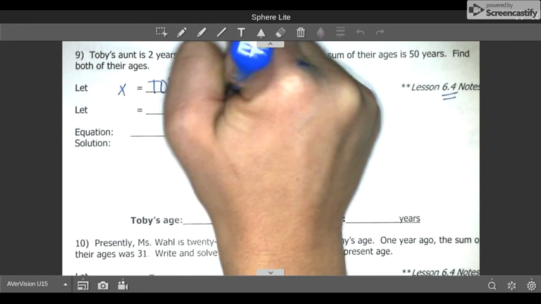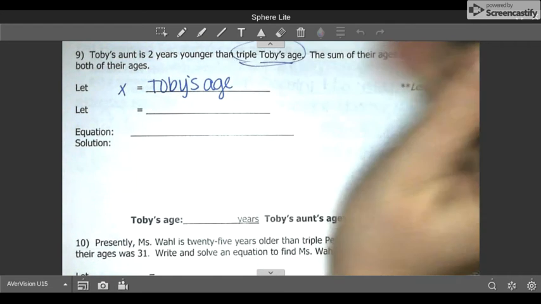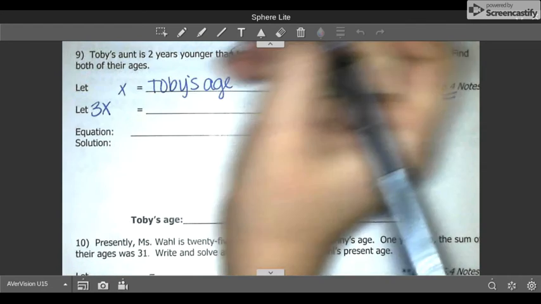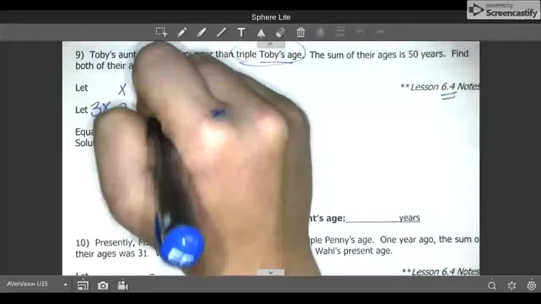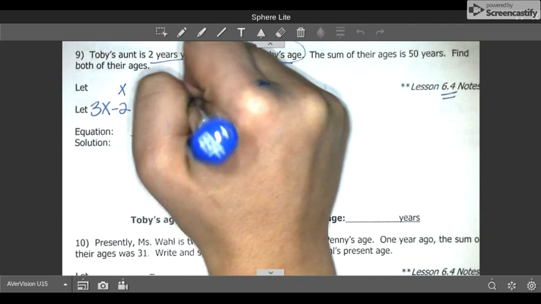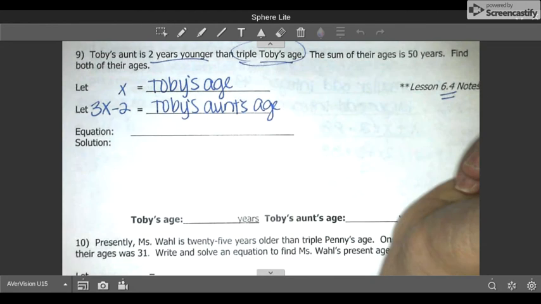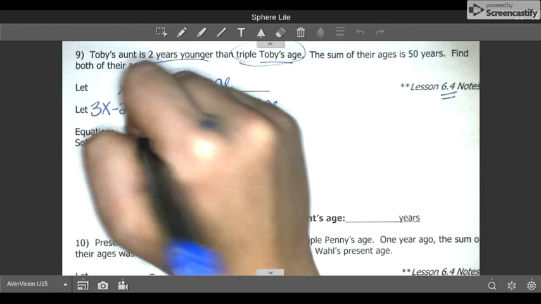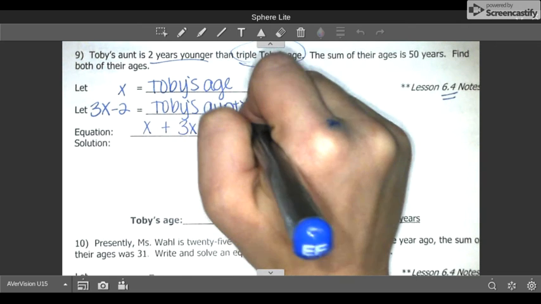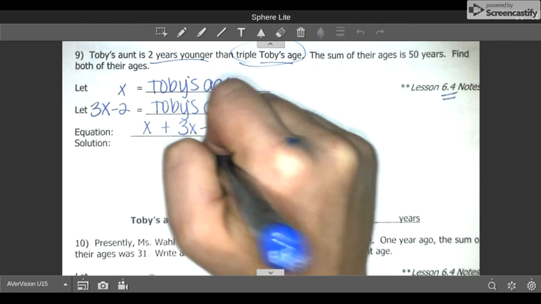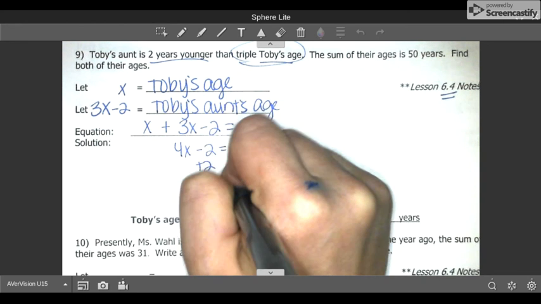And then it says the aunt is 2 years younger than triple Toby's age. So we have to triple Toby's age. That's 3X. But I want 2 years younger than that. So I'm going to take away 2. And that would be Toby's aunt's age. And then it says the sum of their ages is 50. So take Toby's age and add his aunt's age, and that should add up to 50. So 4x minus 2 is 50. Add 2. 4x equals 52.